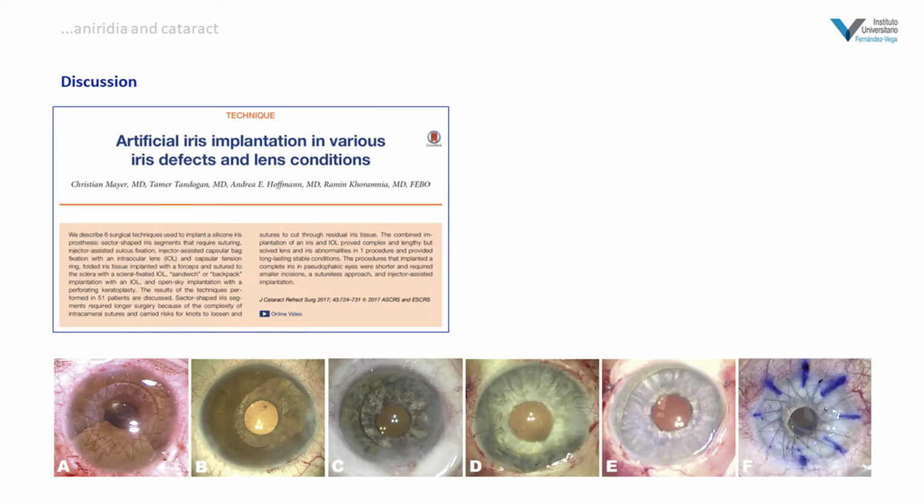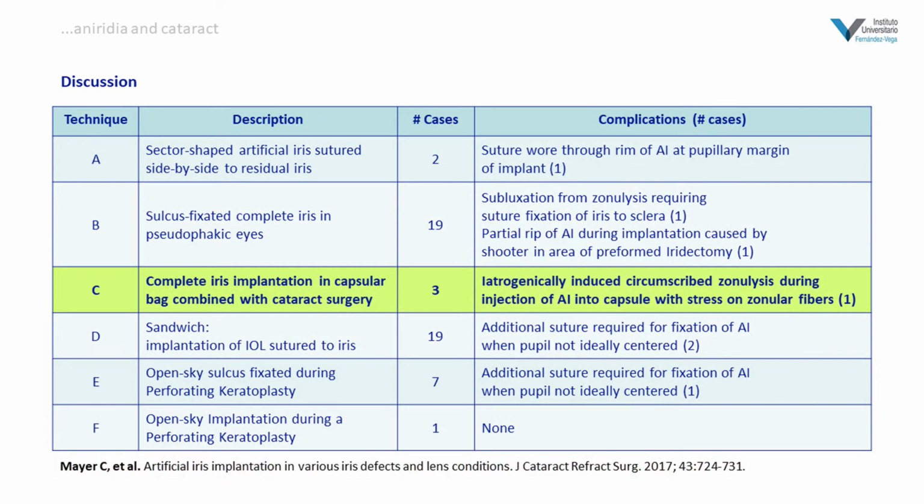Regarding the discussion of the case, we would like to make a brief comment. In a highly recommended article published in 2017, Meyer et al. describe seven possibilities for implanting a HumanOptics artificial iris based on iris injury and capsular bag viability. The patient we present corresponds to option C described by the authors. As we can see, it is a rare situation, and its main risk is a rupture of the capsule or the zonule during artificial iris implantation. In our patient, there were no complications in either of the two surgeries.